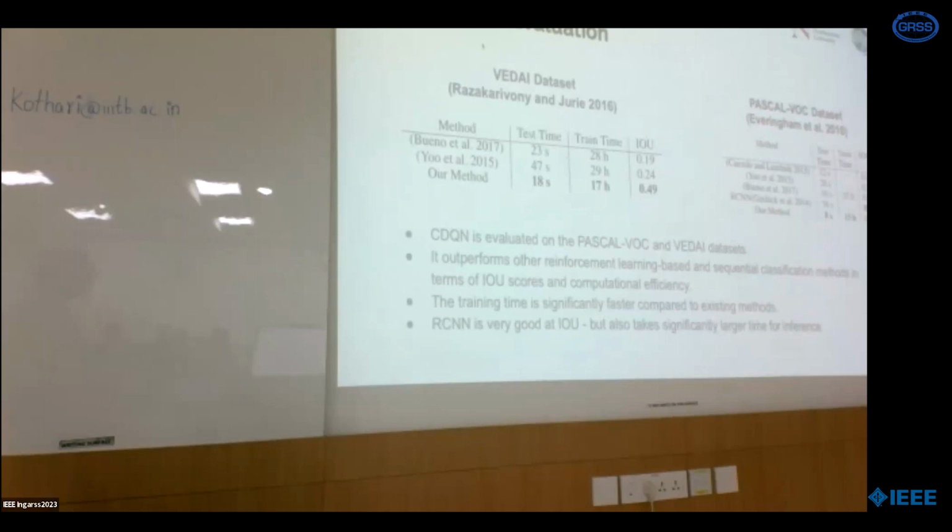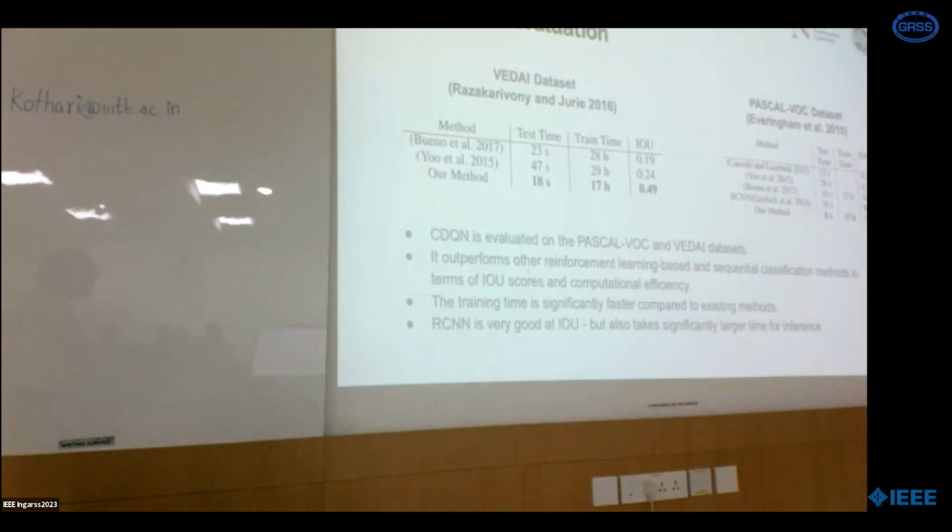We compare our method against 2 datasets. One called the VEDAI dataset, which is vehicle detection in aerial images, and Pascal VOC, which is a traditional dataset used in previous methods, and we use it for comparison purposes.